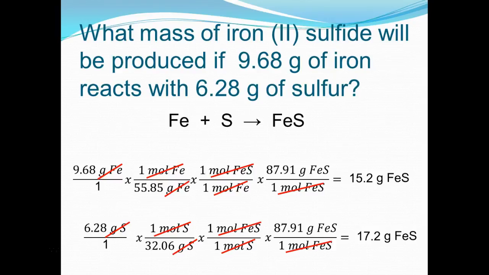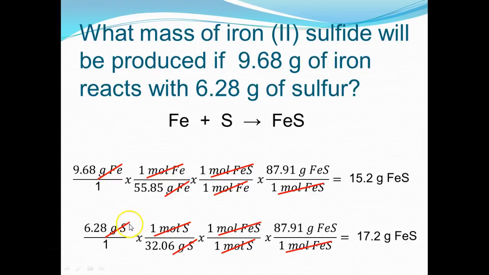I've done these equations, but now it comes to the important part, to figure out which one is our limiting reactant. So if I react all 9.68 grams of iron, I will only get 15.2 grams of iron 2 sulfide. If I react all 6.28 grams of sulfur, then I will get 17.2 grams of iron 2 sulfide. So this shows me that the iron is my limiting reactant, because if I react all of that, I will only get 15.2 grams, whereas if I react all of the sulfur, then I will get 17.2.